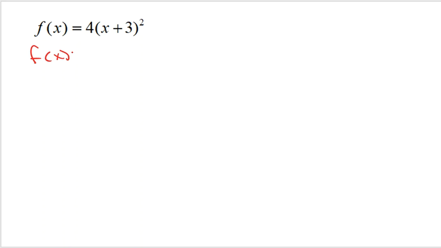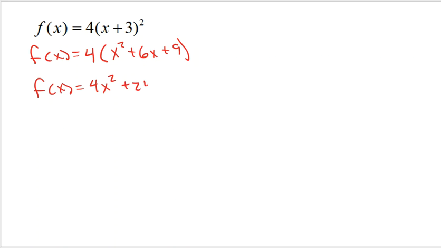So I'm not finding the derivative yet. In order to make this easy, I need to multiply it out. So this is 4 times x squared plus 6x plus 9. That's just x plus 3 squared. Then I'm going to distribute the 4. I get 4x squared plus 24x plus 36. Now that I have it written as literally a power function, 4x squared, another power function, 24x, and a constant, 36, now it's very easy to walk through and find the derivative.